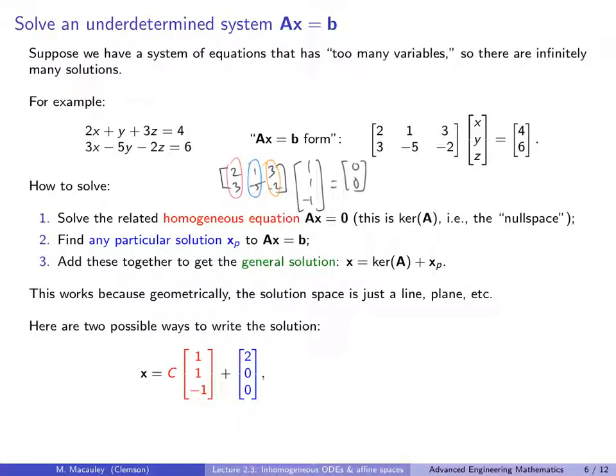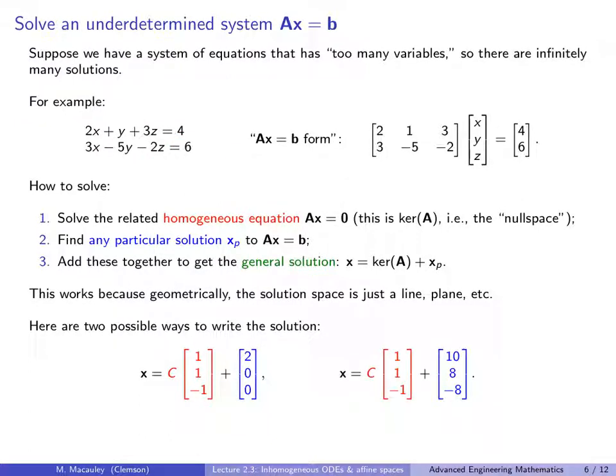So notice that here is one possible way to write the solution. It's easy to see that 2, 0, 0 is a solution as well. But that's not the only way to write it. So here's another way. I could have written the particular solution as 10, 8, negative 8. And now how did I get that?